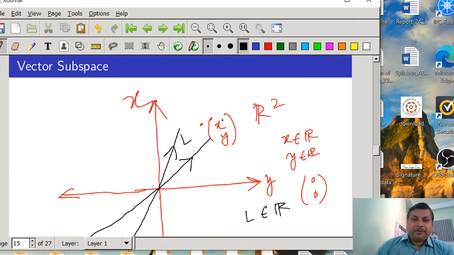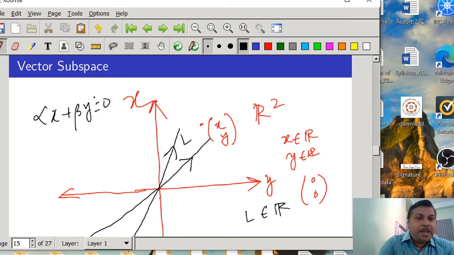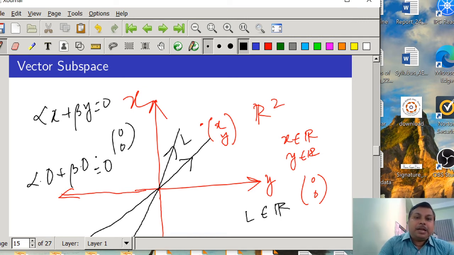To verify that one, you have to verify whether it is closed under addition and scalar multiplication or not, and also whether the zero vector is included or not. So if you take alpha x plus beta y is equal to 0, and if you are talking about the 0 vector, then if you put that value, alpha into 0 plus beta into 0 is equal to 0, which means that the set is a non-empty set.